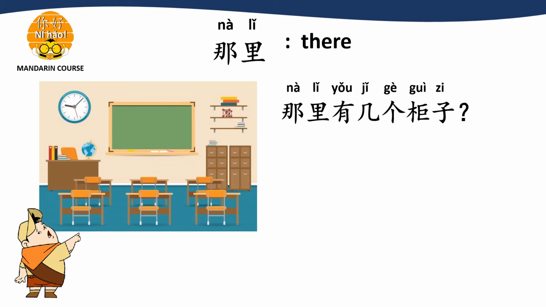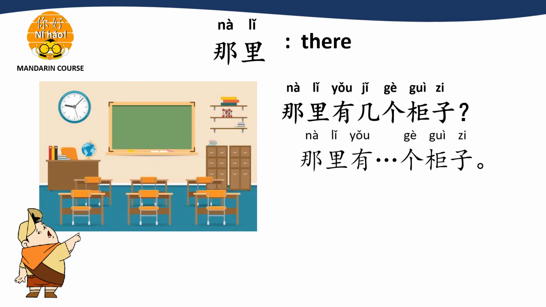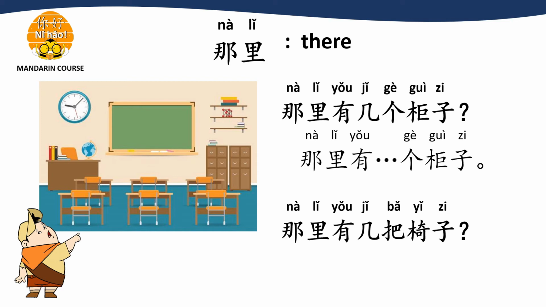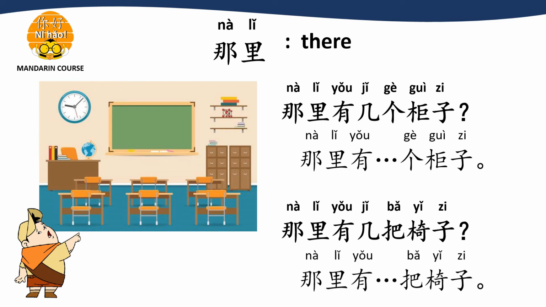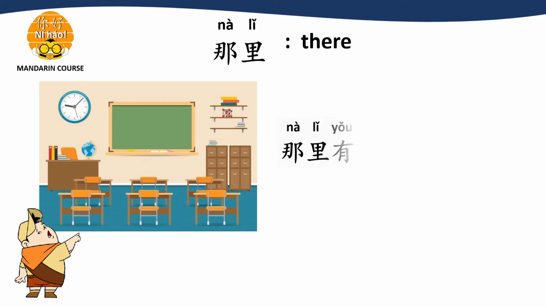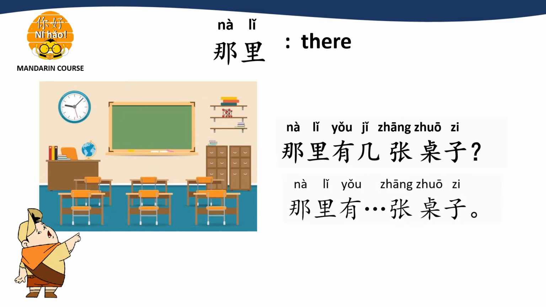那里有几个柜子 How many cabinets are there? 那里有2个柜子 There are 2 cabinets. 那里有几把椅子 How many chairs are there? 那里有7把椅子 There are 7 chairs. 那里有几张桌子 How many tables are there? 那里有7张桌子 There are 7 tables.